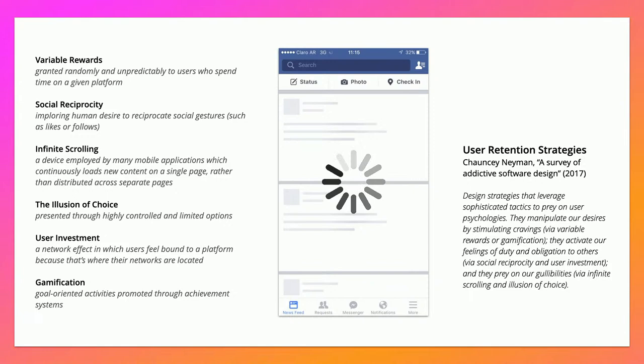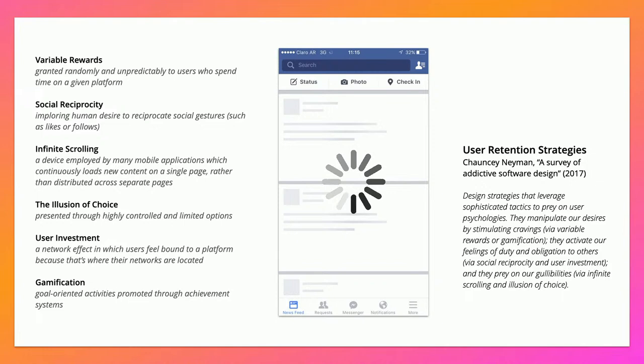A recent study of user retention strategies by Chauncey Naiman exposes tendencies in addictive software design. The scroll has been instrumentalized for psychological effect. Tristan Harris, the co-founder and executive director of the Center for Humane Technology, likens addictive software design to the strategies of stage magicians, which, as he states, start by looking for blind spots, edges, vulnerabilities, and limits of people's perceptions so they can influence what people do without them even realizing it.